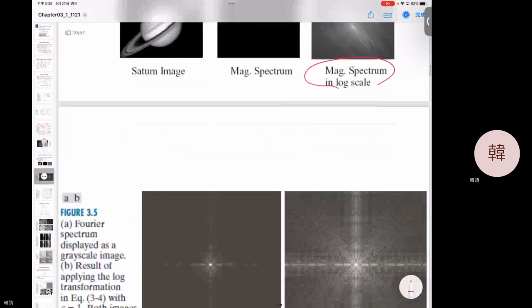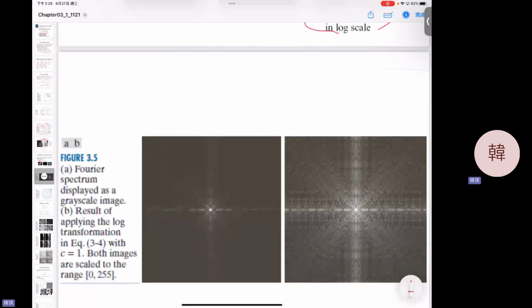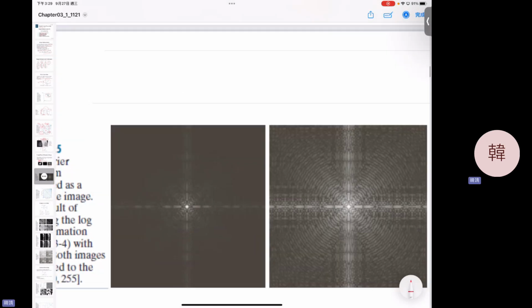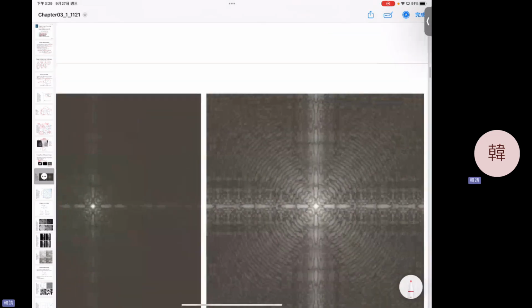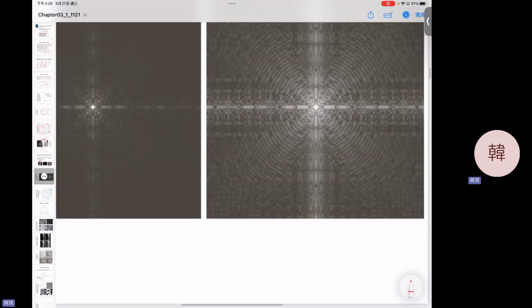Okay, so again, this is another example for the Fourier spectrum. It's some grayscale image, and we apply the log transformation, and you will see what the low frequency spectrum and the high frequency spectrum distribution look like. Okay, so it's very clear.